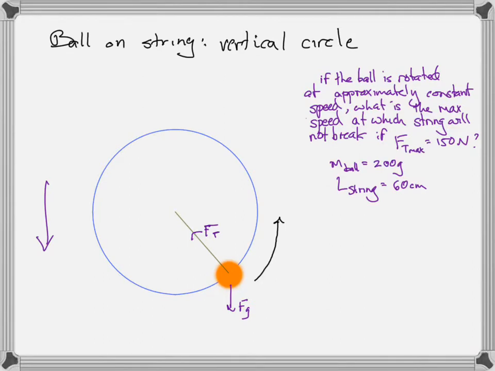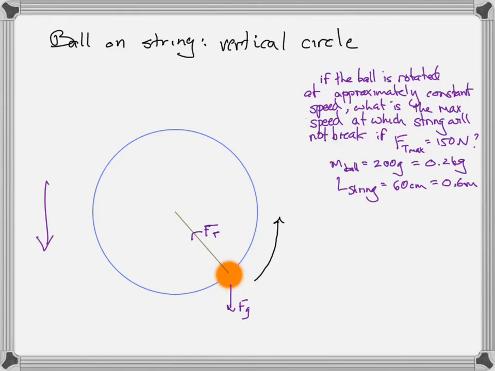Let's give you some parameters. The mass of the ball is 200 grams, which let's just change to 0.2 kilograms. And the length of the string is 60 centimeters. Change those units right now to 0.6 meters, just to keep everything in MKS units. Now, let's figure out what the maximum tension is.